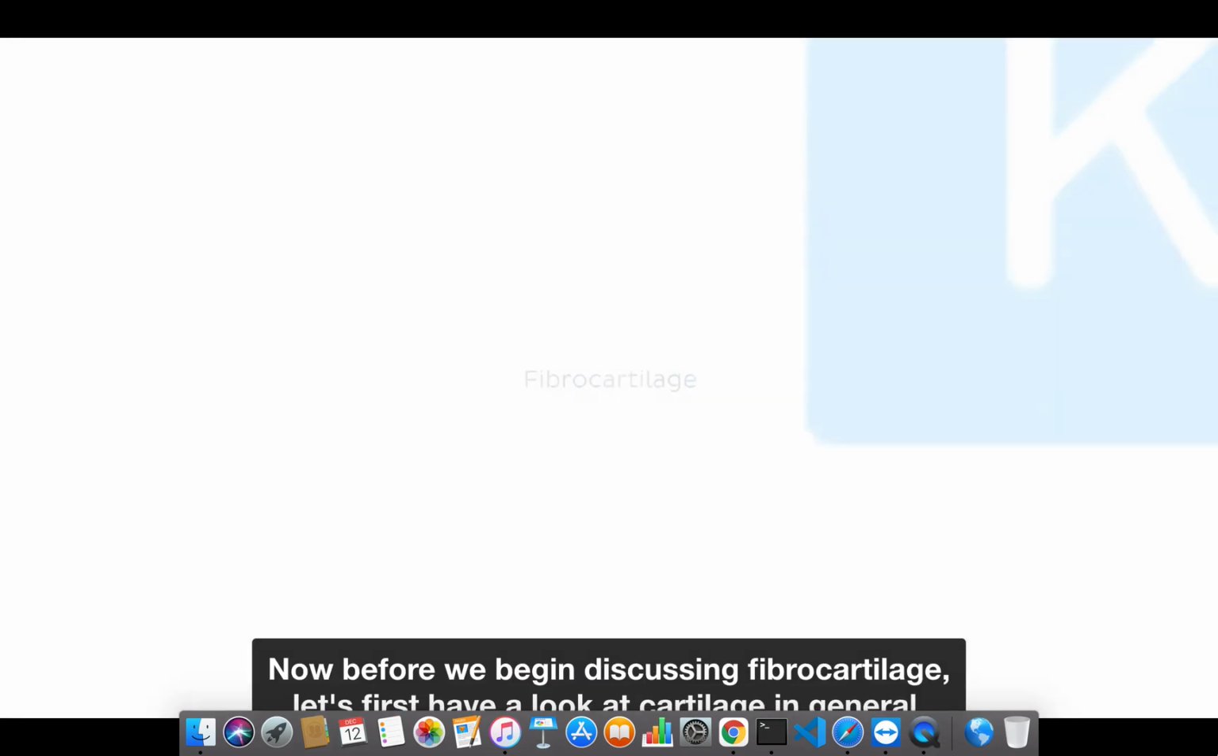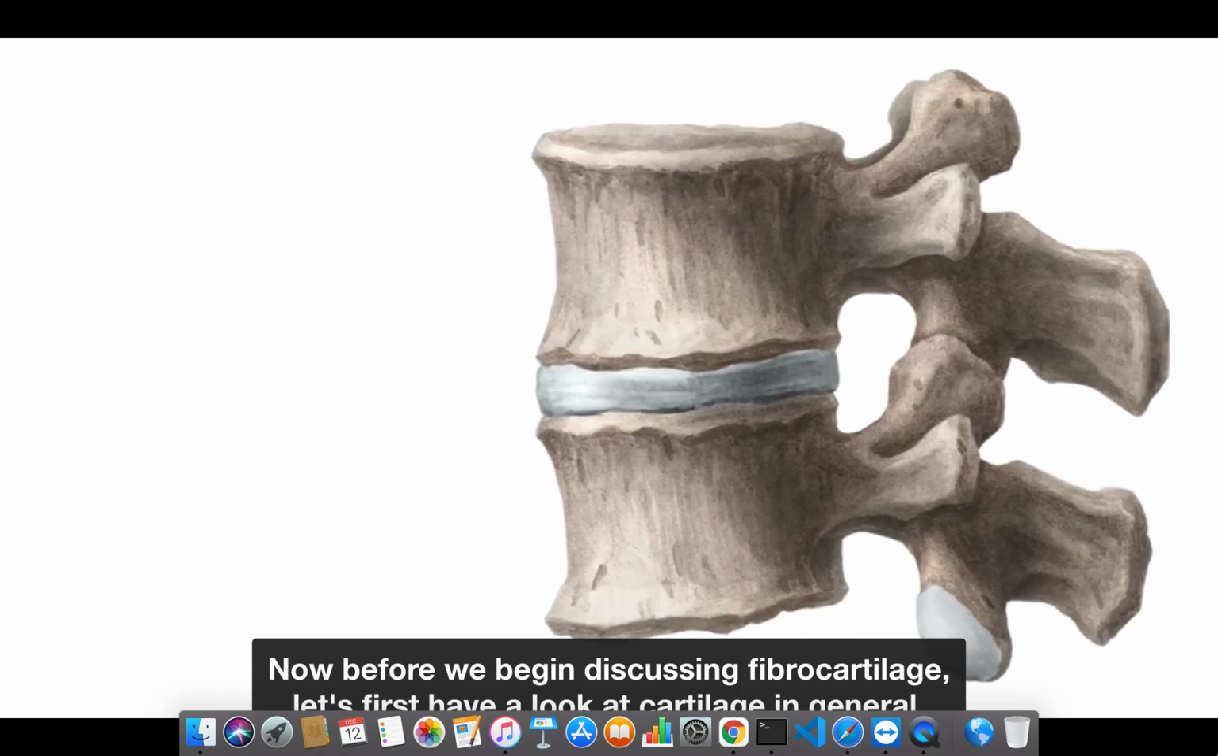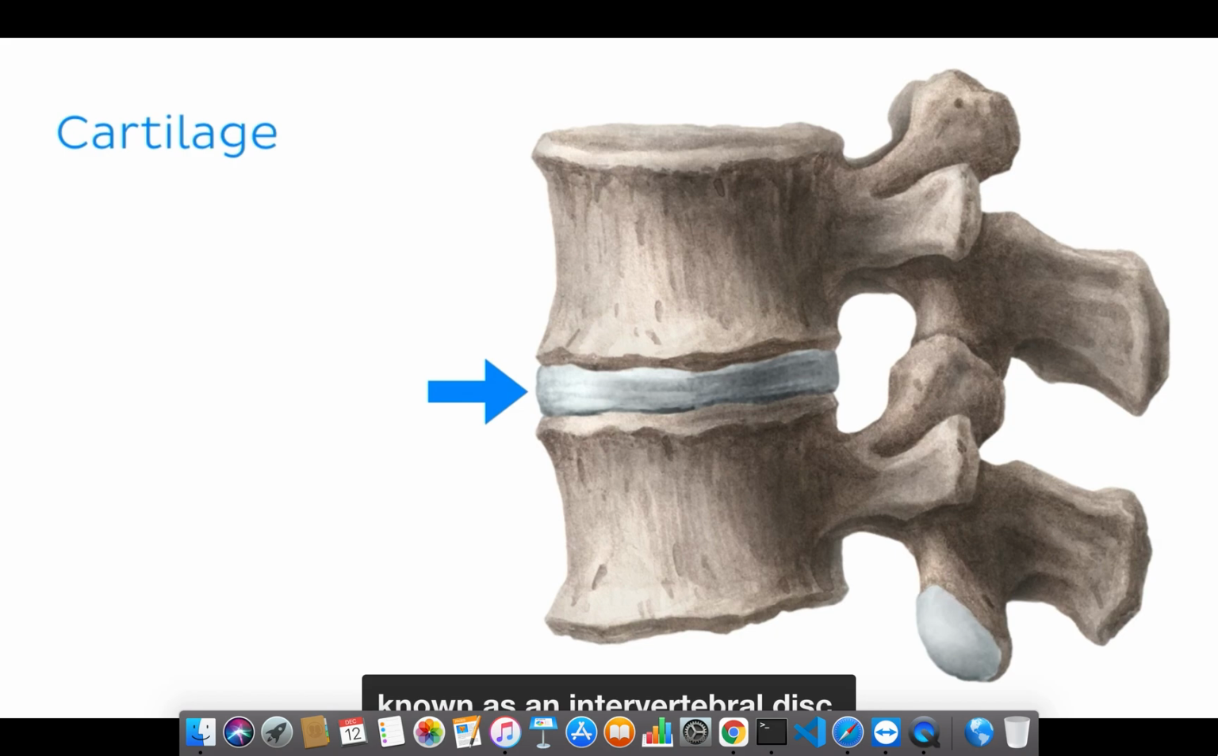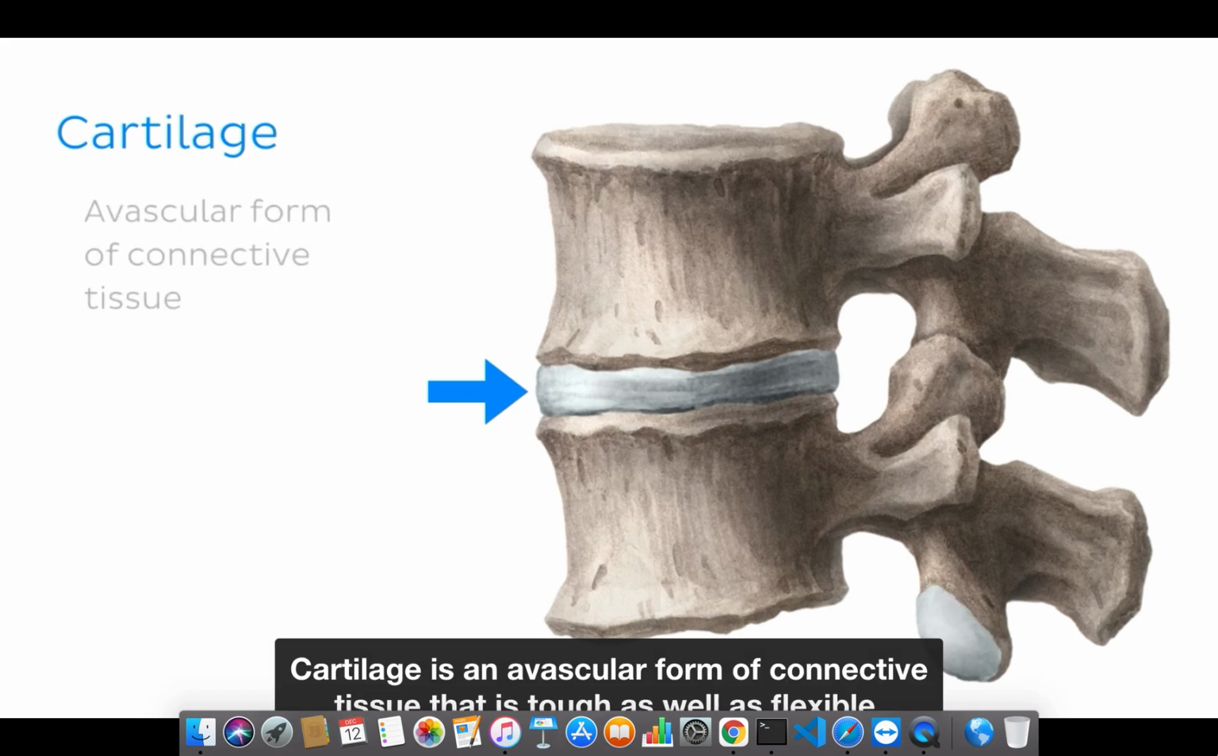Now, before we begin discussing fibrocartilage, let's first have a look at cartilage in general. Here in this image, we can see the cartilage that cushions the spinal vertebrae, which is known as an intervertebral disc. Cartilage is an avascular form of connective tissue that is tough as well as flexible.